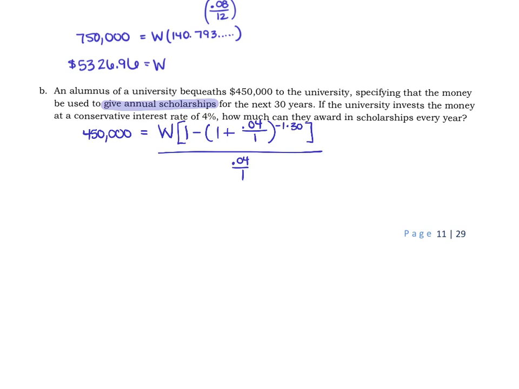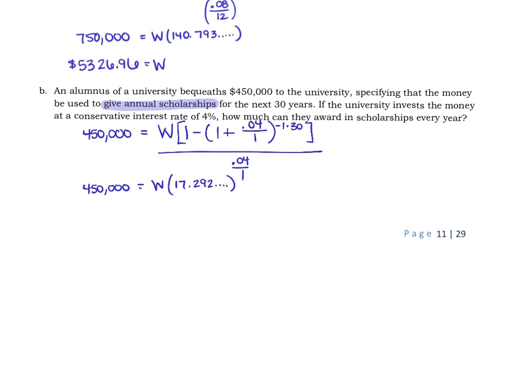So 0.04 over 1. Now please notice that 0.04 divided by 1 is simply 0.04. Okay, there's no need whatsoever to type that divided by 1 in your calculator unless for some reason you really feel the desperate need to do so. That number on the right hand side that we're multiplying by the W turns out to be 17.292 and a whole bunch of decimals after that.